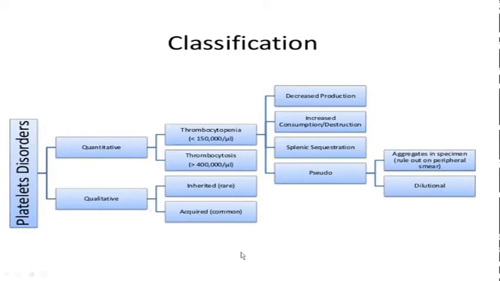Platelet disorders can be quantitative and qualitative. Basically, overall, the most common reasons come under these four: either there will be decreased production of platelets, or increased consumption or destruction of platelets, or splenic sequestration. And there can be an entity called pseudothrombocytopenia, where, because of antibodies developing with EDTA, the way the samples are collected, they might have microaggregation of platelets in the sample, and that will lead to a mismatch as far as the number of platelets is concerned.